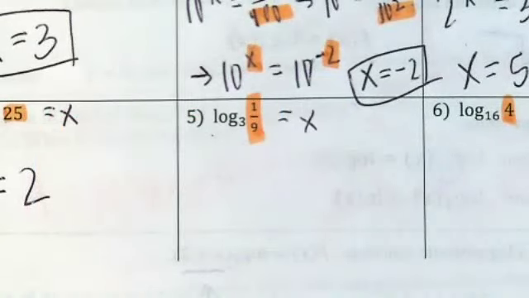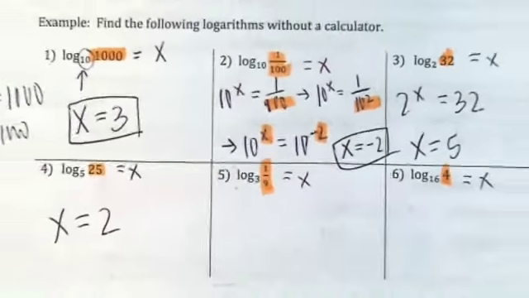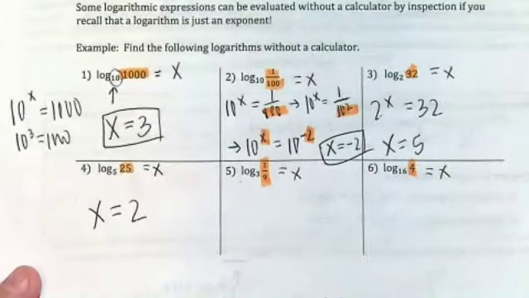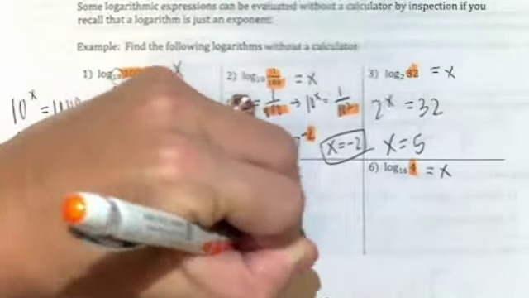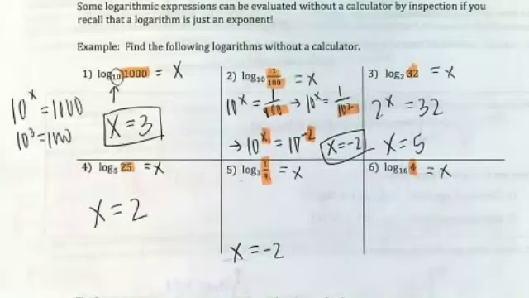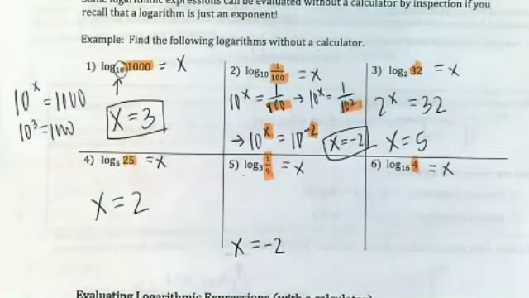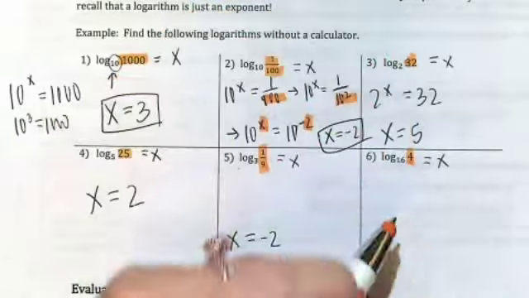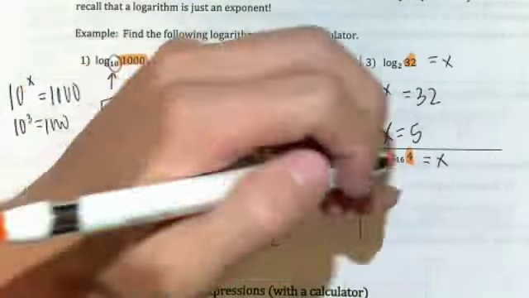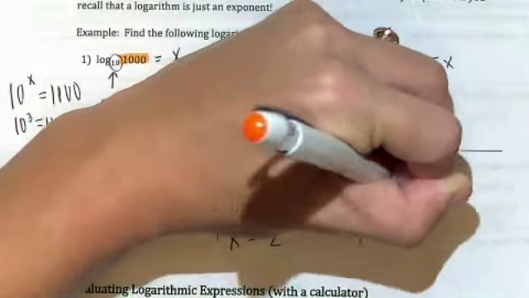I'm going to let you go ahead and try number 5. Zoom out really quick so you can see all this. And you will get an answer of negative 2 again. And I'm going to go ahead and do number 6. So pause the video if you need a chance to do number 5. Again, this is saying 6 to the power of what gives me 4.